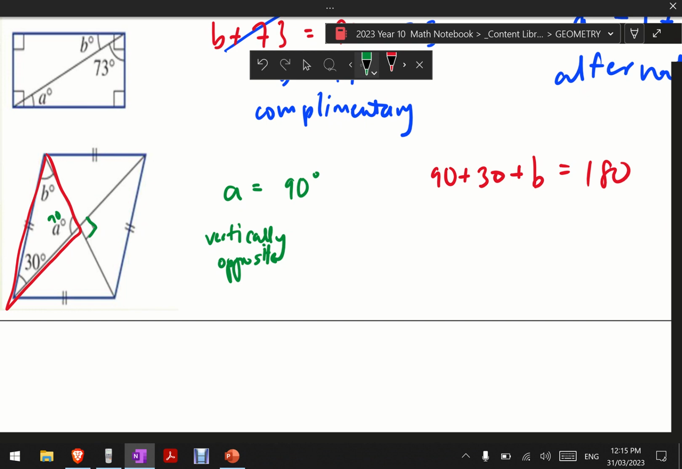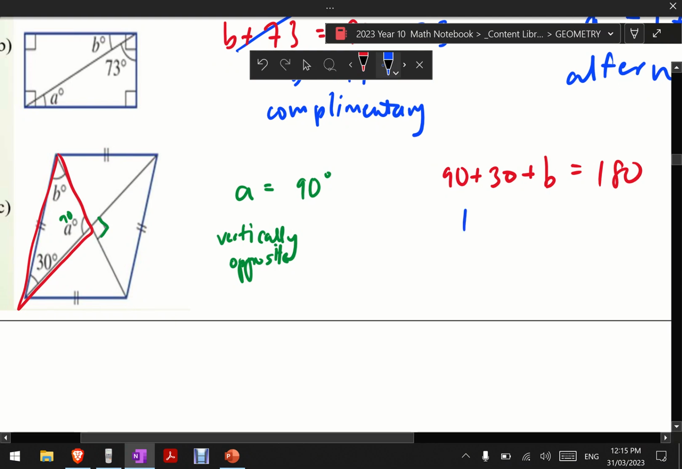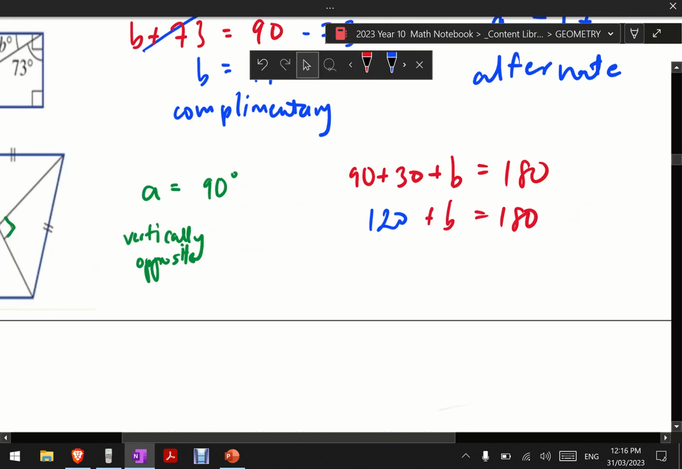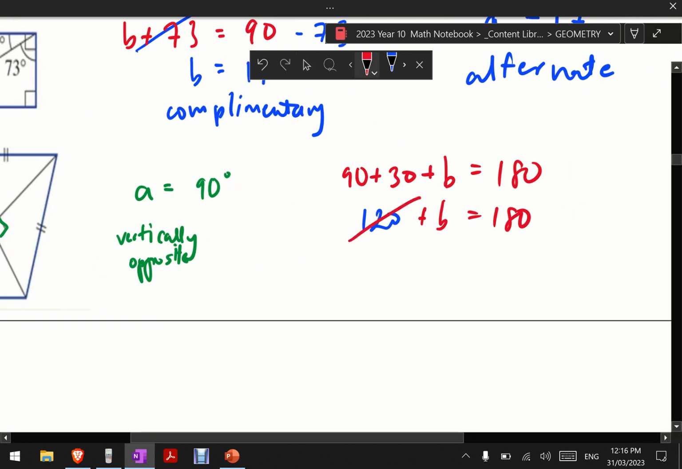Well, let's put this together first, Jai. Attila, what's 90 plus 30? 120. So 120 plus B equals 180. And Krish, what do I do from here? I'm trying to isolate B, yeah? What am I moving? 120. And it becomes minus. And as per Jai's answer, B does indeed equal 60.